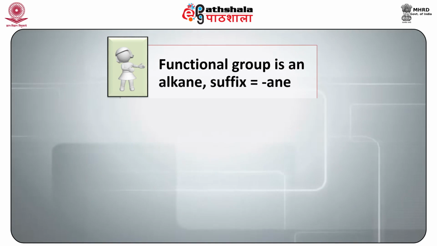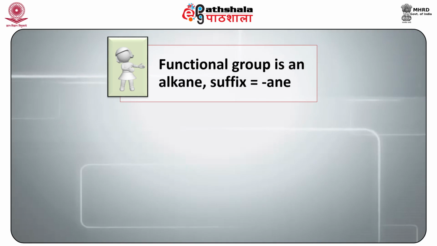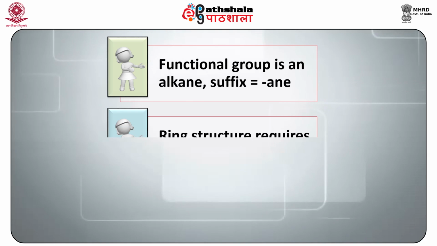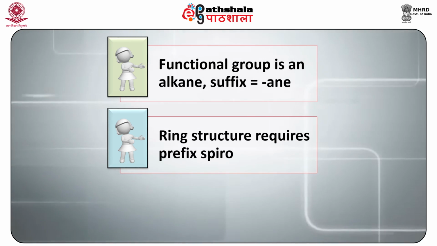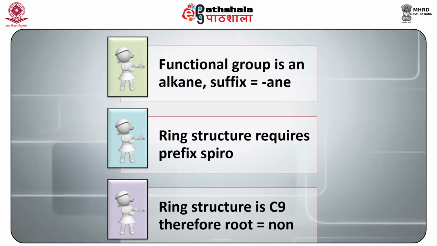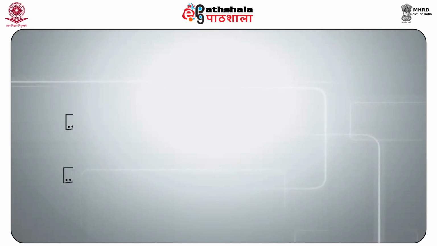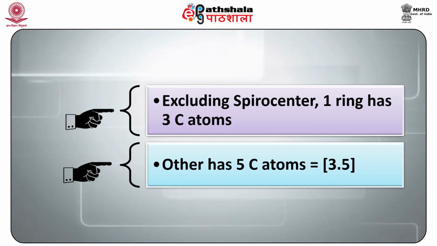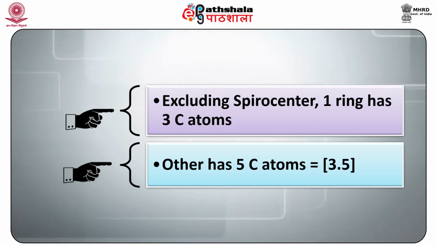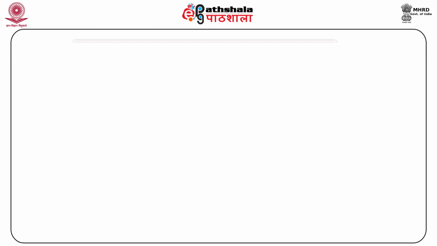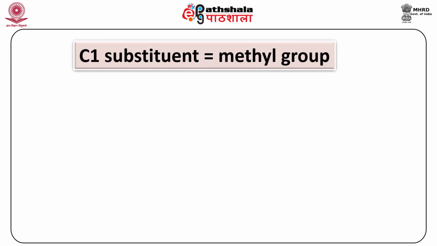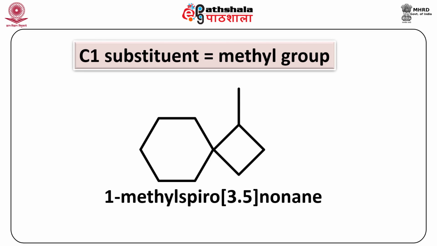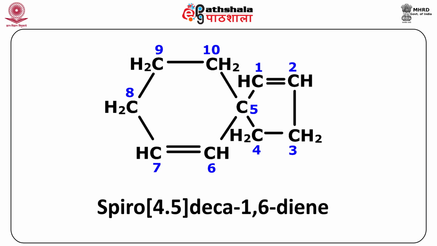Let us see another example. In this figure, the functional group again is an alkane. Therefore, the suffix ane is used. The ring structure requires the prefix spiro. The ring structure is C9 and therefore we use the root non. Excluding the spiro center, one ring has 3 carbon atoms and the other has 5 carbon atoms, so the numbers 3.5 will be used. There is a C1 substituent, a methyl group, and we number it in such a way that it gets the lowest locant or the first point of difference. Hence, the name of this spiro compound is 1-methylspiro[3.5]nonane.